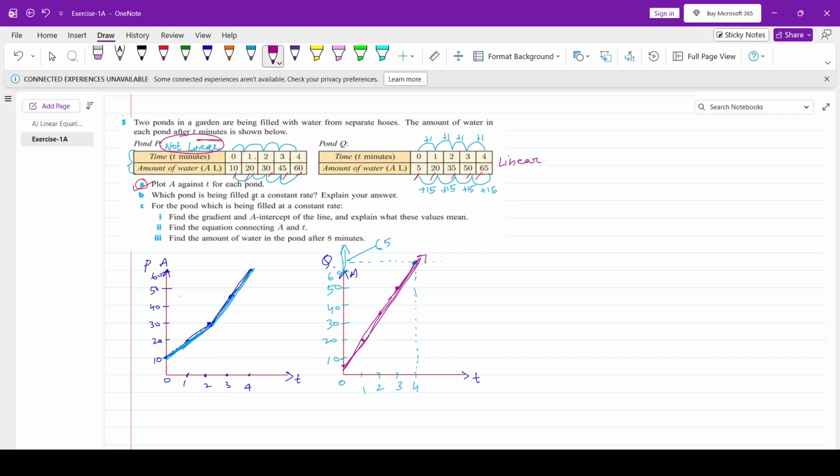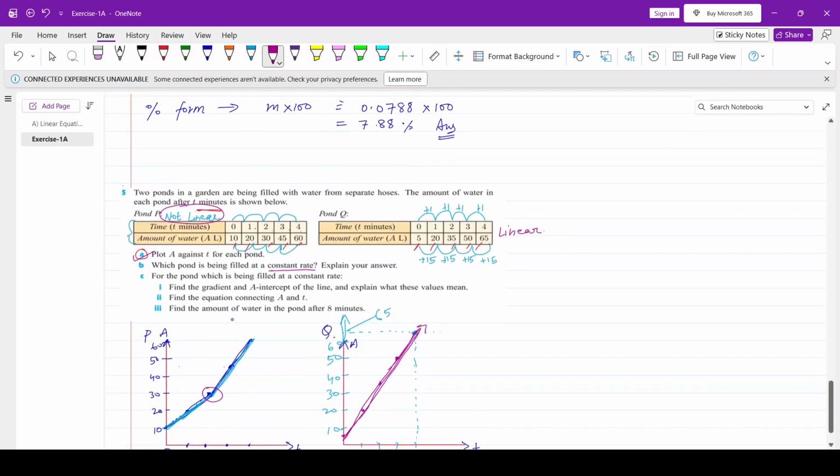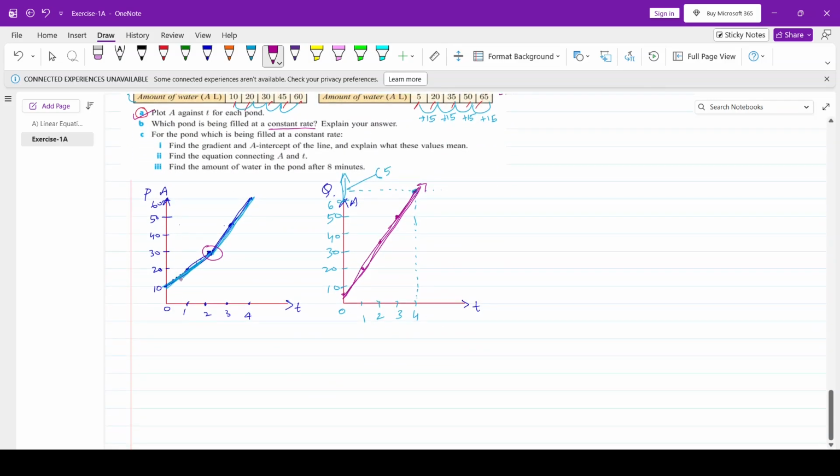Which pond is being filled at a constant rate? Now this is the question I was talking about when I said consider this has a breakage in between. So the speed was 10 per minute. Every increase of 1 minute was increasing water by 10 liters. But after this point, after 2, the water was increasing by 15. So speed was not constant over here.